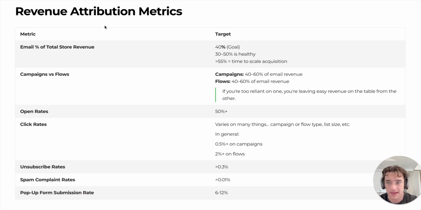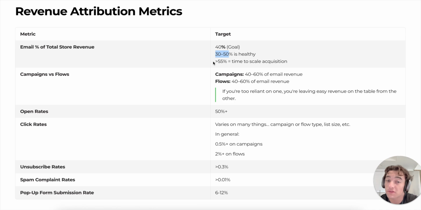And again, it depends. Revenue attribution metrics, as far as the metric over here, email percentage of total store revenue. Attributed revenue is another way of saying this. The goal is 40%. Around 40% is that sweet spot for email revenue, and then email and SMS, 30 to 50% is healthy generally. Anywhere in there, you're not messing anything up too hard.